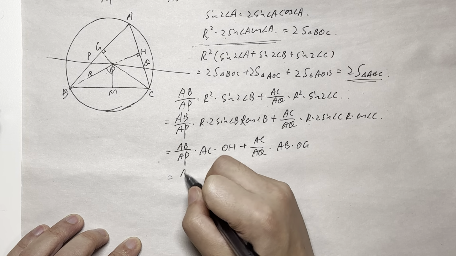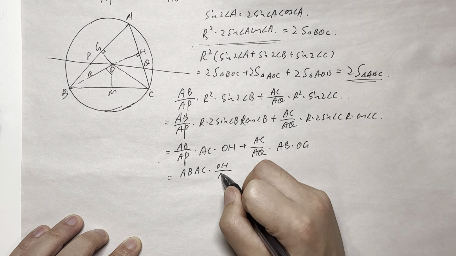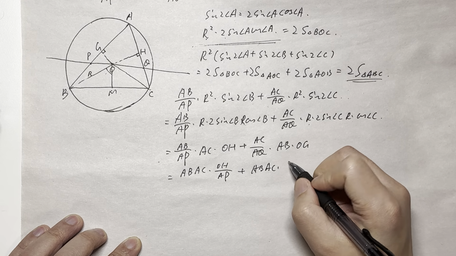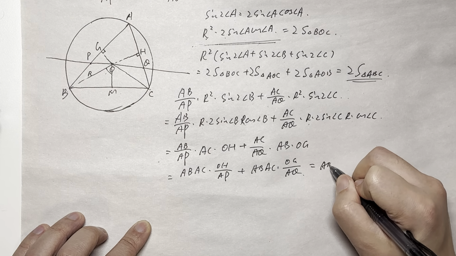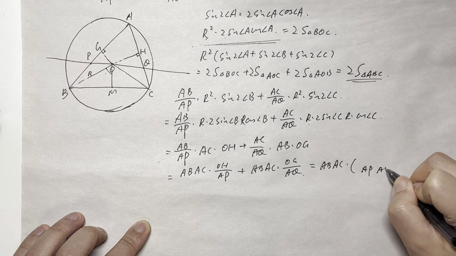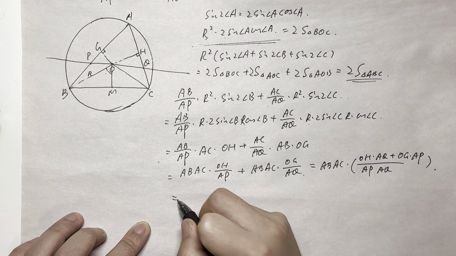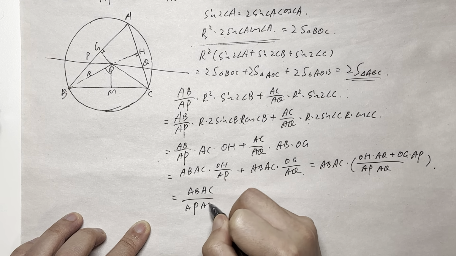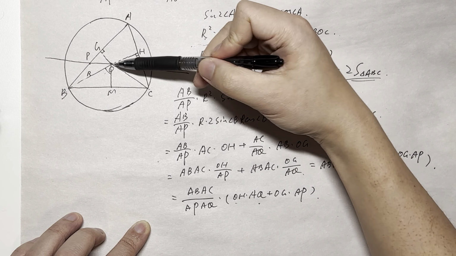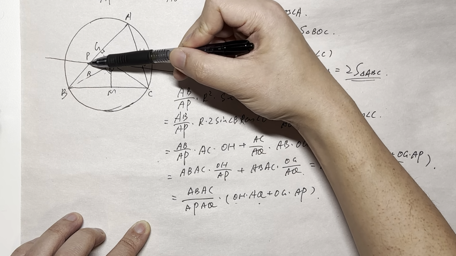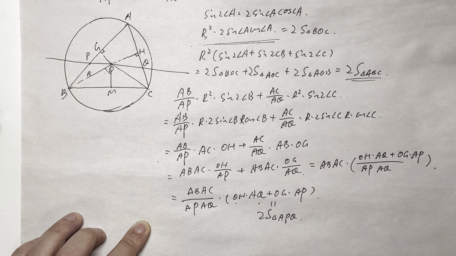Okay, now it equals AB times AC times OH over AP plus AB times AC times OG over AQ, right? That equals AB times AC over AP times AQ, times OH times AQ plus OG times AP, right? So that equals AB AC over AP AQ times OH AQ plus OG AP, and OH times AQ plus OG times AP is twice the area of triangle APQ, right?